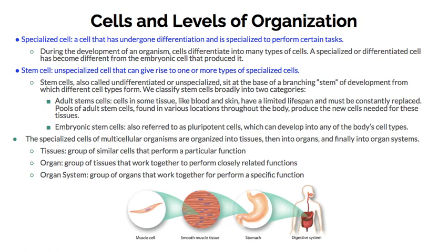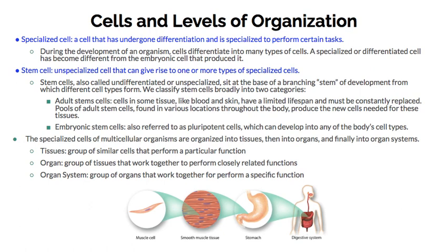Adult stem cells are cells in some tissues like blood and skin, and they have a limited lifespan and must be constantly replaced. But there are pools of adult stem cells found in various locations throughout the body, and they can produce the new cells needed for these tissues. There are also embryonic stem cells, and those are referred to as pluripotent cells because they can develop into any of the body cell types.